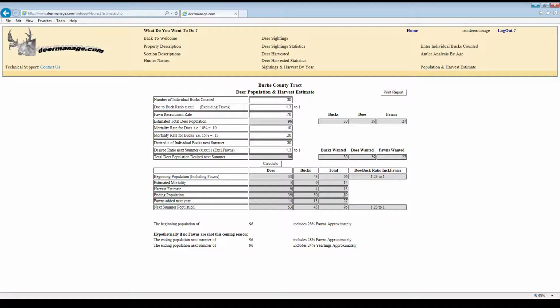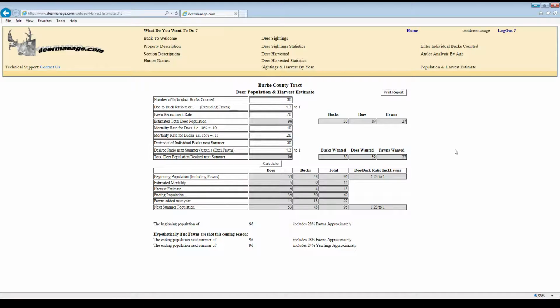Now, because of our recruitment rate of 0.70, next year we're going to be adding 27 more deer. Approximately half and half would be 14 does and 13 bucks, because that's 27 times their percentage. Next summer population, 53 does, 43 bucks, our same 96 deer we're starting with. So this is really a good tool to be able to bring up and see the numbers that you're going to have to harvest and stuff.